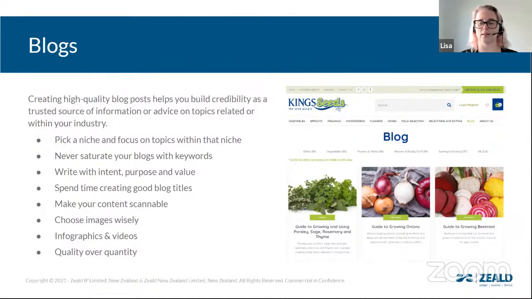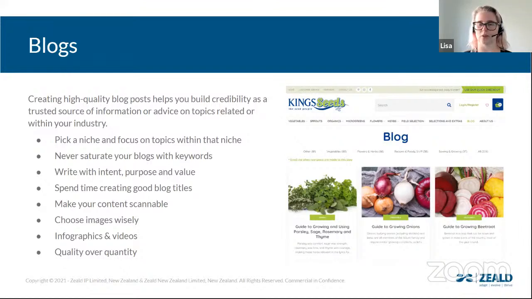Okay, so it is a very good aspect to have on your website. It's also something that can be very easily used in email marketing and your social platforms. It can be used right across the board. But a blog, it can be very time consuming, but I have a few tips here that will hopefully help you with that. So pick a niche and focus on topics within that niche.